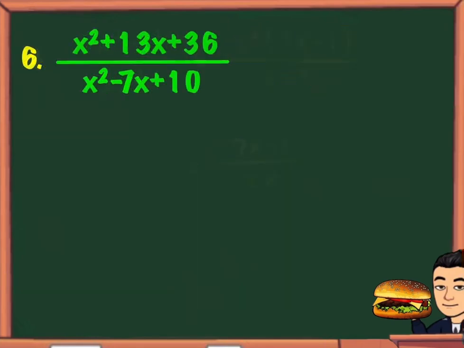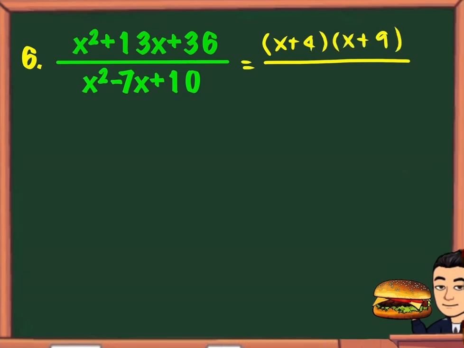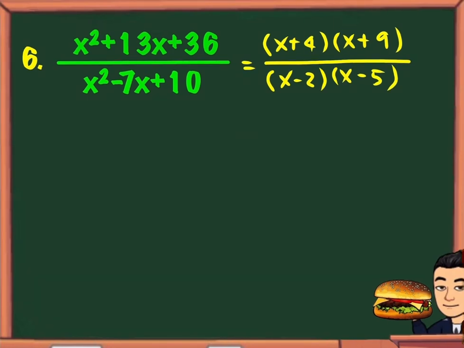For number 6, I'm going to put the numerator into factor form. So this is going to be x plus 4 times x plus 9. The bottom is going to be x minus 2 times x minus 5. Looks like there's nothing I can cancel out, so you can say that this is already in simplified form.